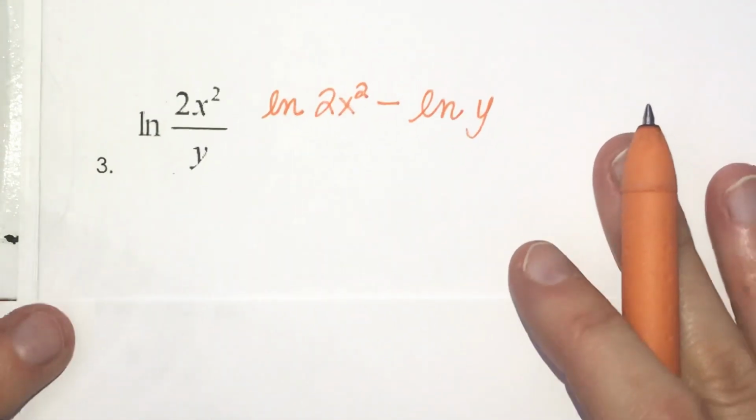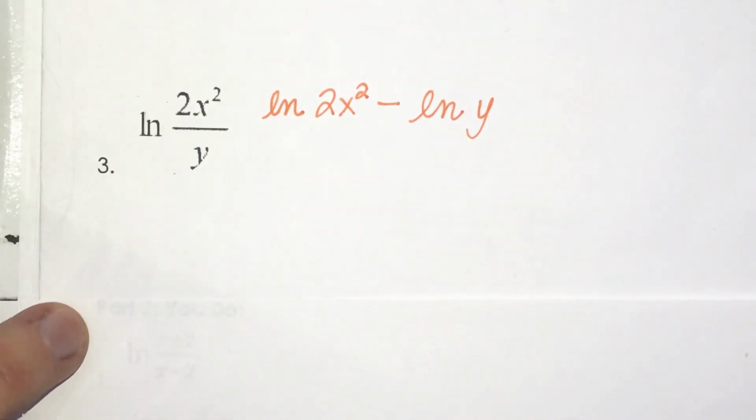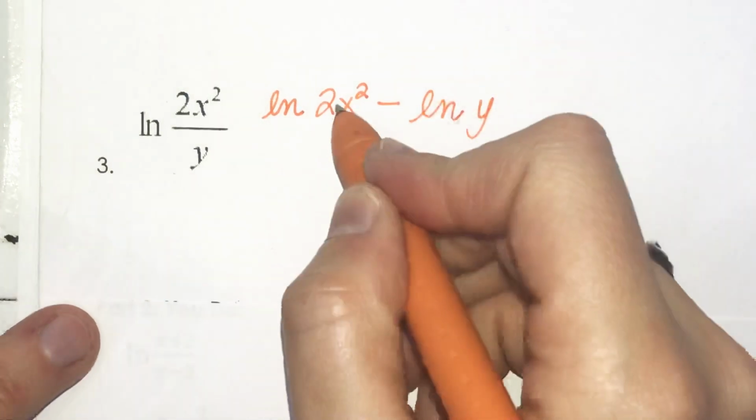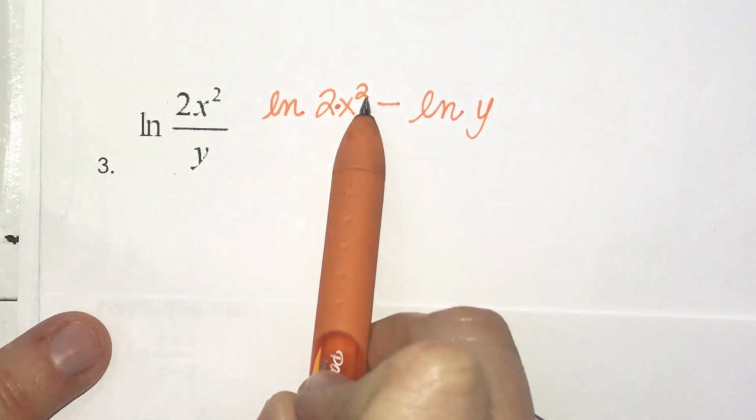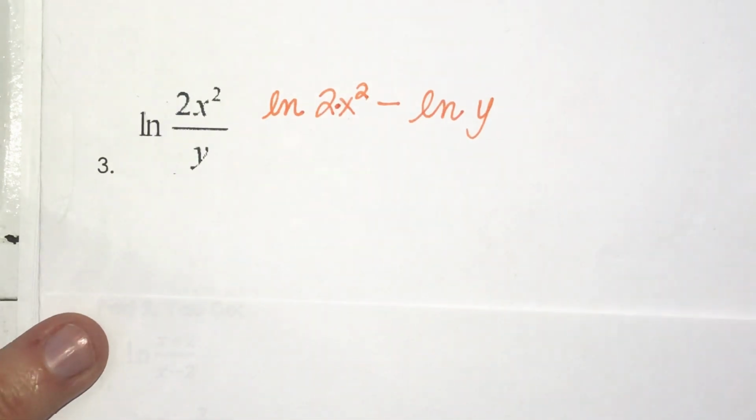Now here's where it gets just a little tricky, but you just got to be careful. So this right here is actually multiplication. 2 times x squared. Well, I can break down multiplication to really be addition.